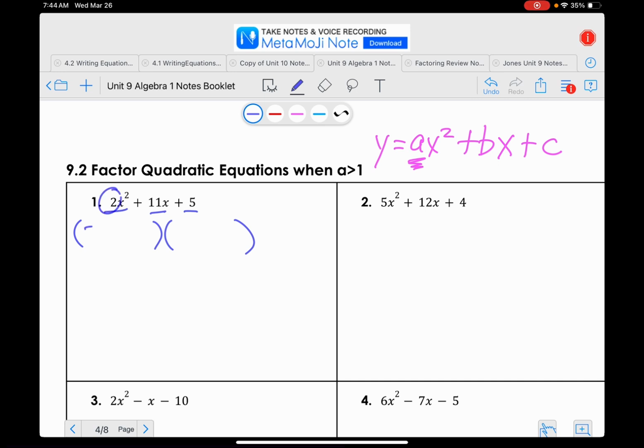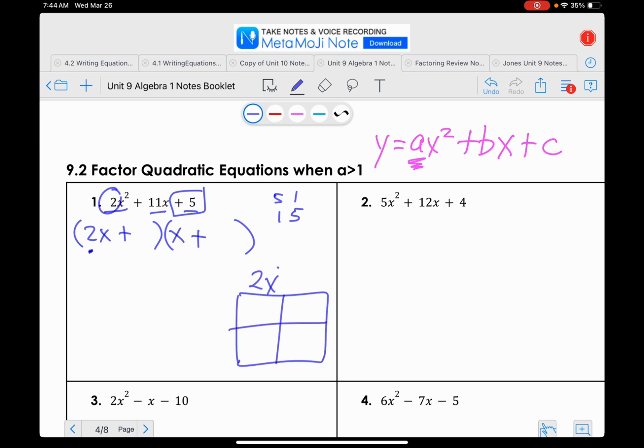The way to get 2x squared is to go 2x times x. Then we need to do 5, which is 5 and 1. Or is it 1 and 5? It matters today because of this 2. So if you wanted to look at it like a backwards box, we know this much, and we know this is 2x squared, and this is 5. So what we need to do is figure out where to put the 1 and 5 in order to get an 11 as our middle term.